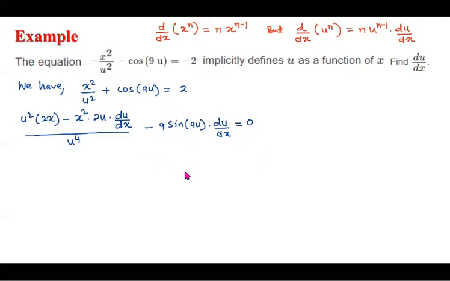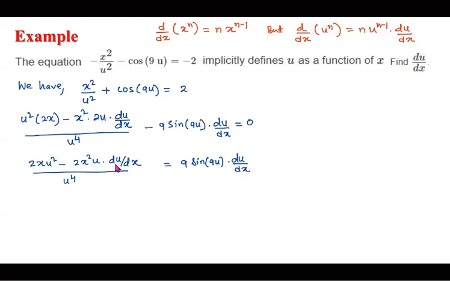Now, in the next step, I'm going to move this quantity to the right-hand side so that this quantity becomes positive. So we can write this as 2x u squared, and then minus 2x squared u multiplied with du over dx, all divided by u to the 4, is equal to, I'm moving this quantity to the right-hand side, so that becomes positive 9 times sine 9u times du over dx.